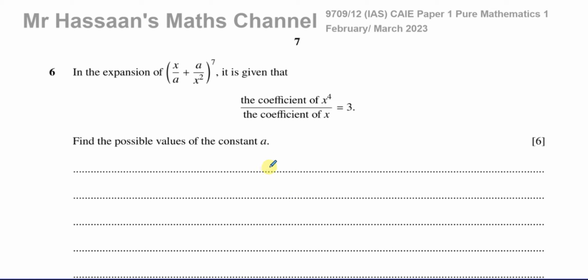So one strategy could be to actually expand this for all of the terms, all 8 terms, and then see which terms will give you the coefficient of x to the power of 4 and which term will be the x term. And take the coefficients and divide them, equate them to 3, and then solve. But that would be very long-winded. So what's best for us to do in this type of question is let's see how we can identify what the term is going to be which will have x to the power of 4, and what the term is going to be which is going to have x.